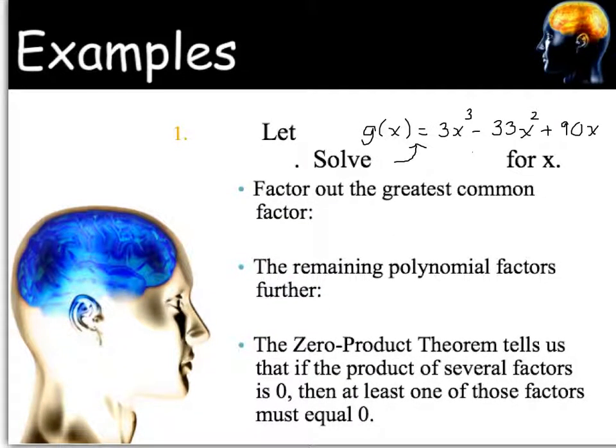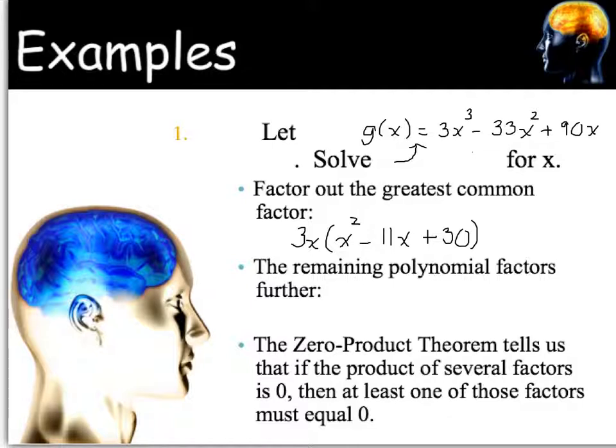So we want to be able to solve this function g of x for x, and we want to do it using factoring. So the first thing we know to look for is the greatest common factor. Well, we notice that every single term in this polynomial is divisible by 3x. So I'm going to divide out a 3x. 3x cubed divided by 3x is x squared. 33x squared divided by 3x is 11x. And 90x divided by 3x is 30. So we factored out the greatest common factor.